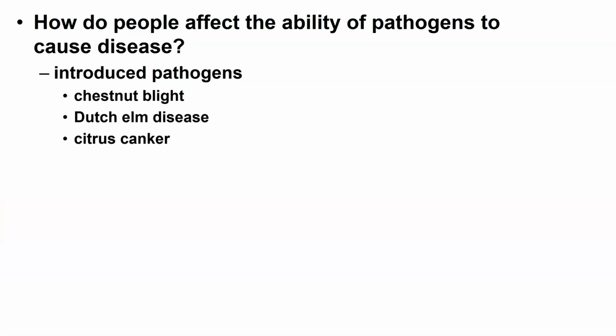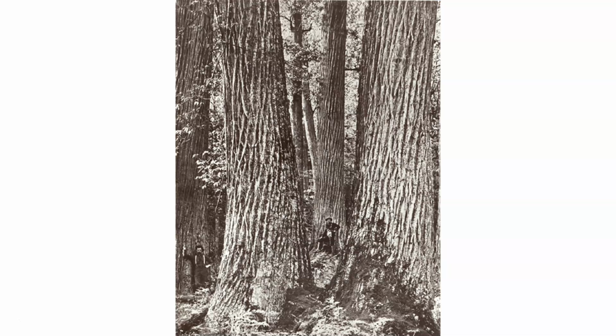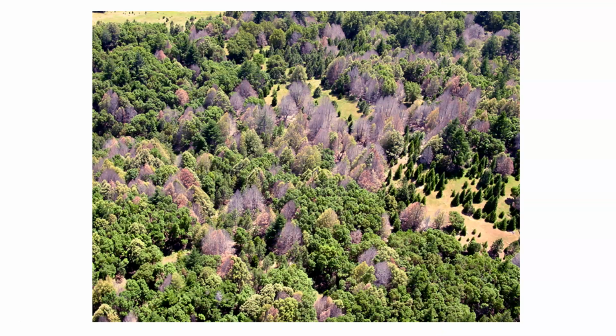Another thing we do is introduce pathogens. In the United States, the 3 major ones we talk about all the time are chestnut blight, Dutch elm disease, and citrus canker. These are absolutely monstrous. These are some guys back in the 1800s in a chestnut grove. You can see the size of these trees and they're absolutely phenomenal. You can't find trees like this anywhere in the United States anymore because chestnut blight came in and wiped them all out.